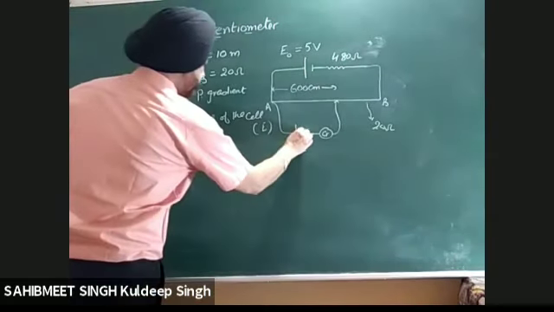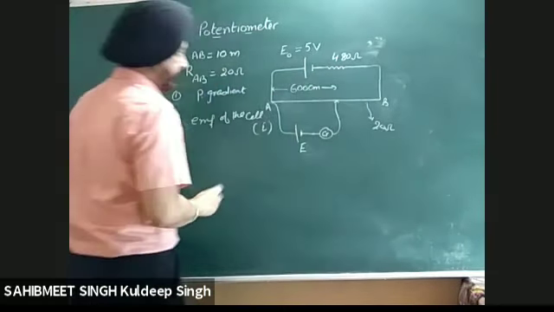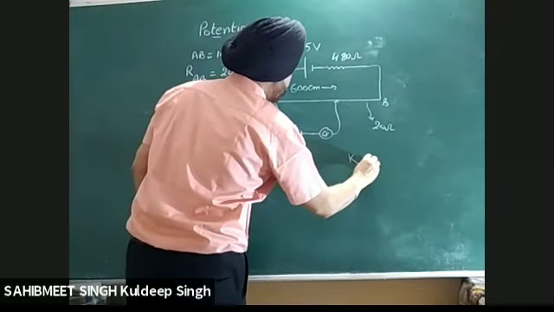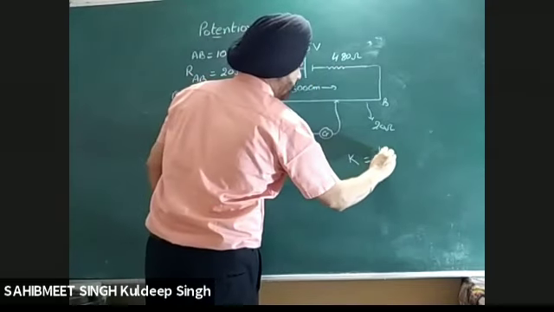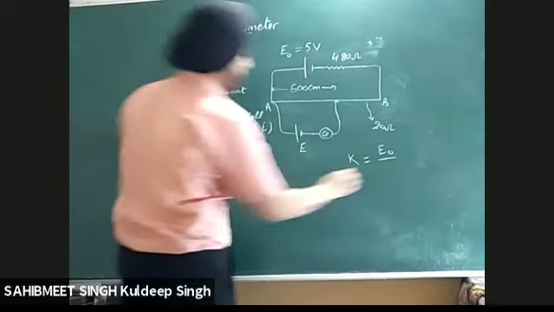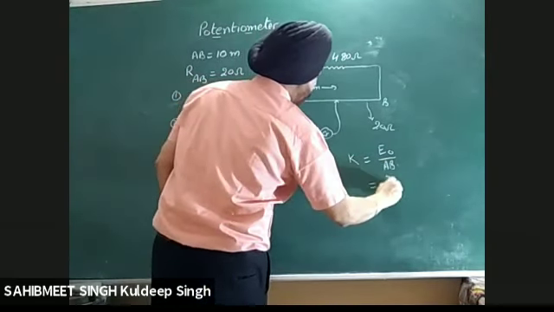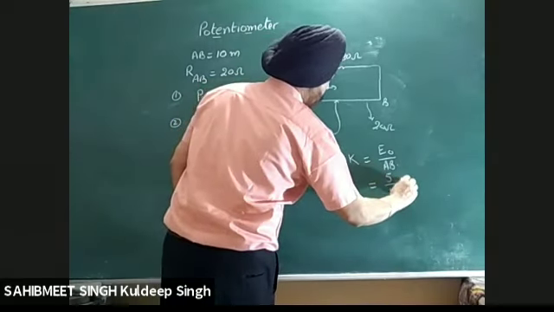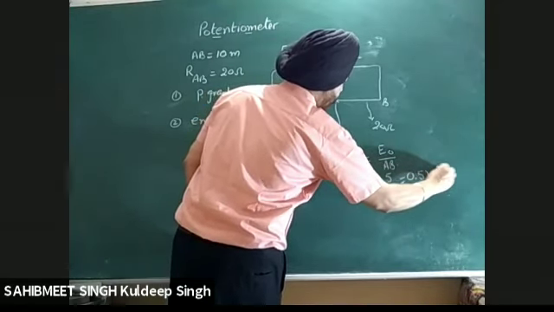Now here, first of all, you have to find out the potential gradient. Let us say there is a student who does the potential gradient, say K, is equal to the total potential difference applied divided by the length of the wire, that is 5 by 10 meter. So I get 0.05 volt per meter.